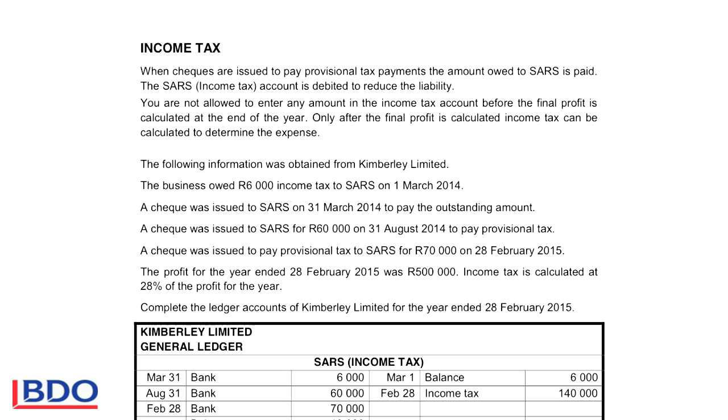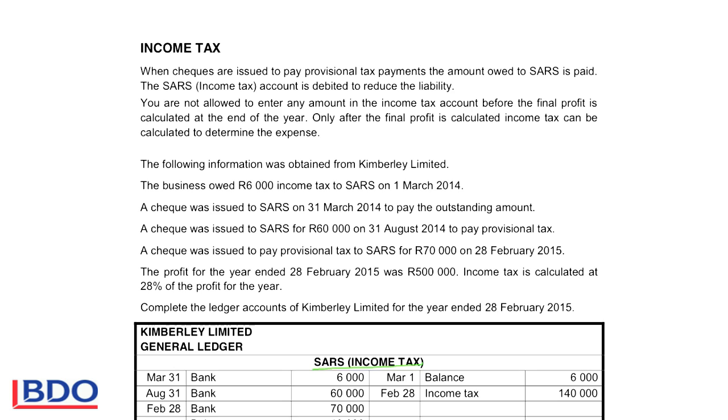SARS has three different types of tax that is paid to them. You pay over SARS income tax, you pay SARS for VAT, and you pay SARS for pay as you earn. So because there are three different accounts, each one of them will indicate with which one you are currently working. So if it is the income tax that you're working with, you will call it SARS income tax. And the account will be SARS income tax. If you are working with VAT, it will be called SARS VAT or SARS pay as you earn.